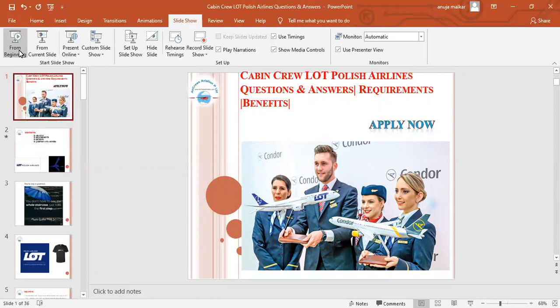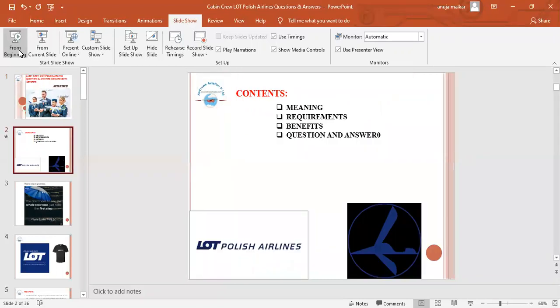So, moving ahead with the next. So this is the content. We have four subtopics. First is meaning, second requirements, third benefits, fourth question and answers. Okay, that would be the expected interview question and answers, to which we will discuss what could be good answers you can give for those questions.